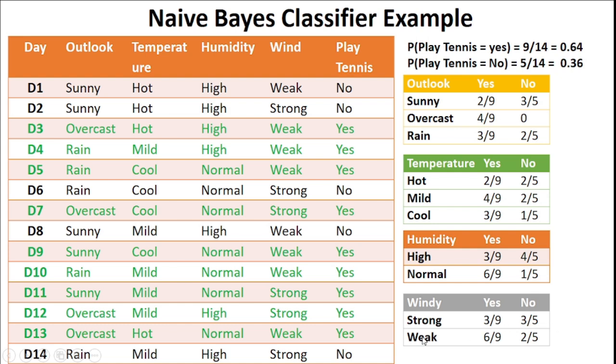And for weak, out of 8 days, 6 say yes, namely D3, D4, D5 and D9, D10 and D13. Totally 6 comes over here. So it is 6 by 9, and the probability of no under the weak condition is 2 by 5.